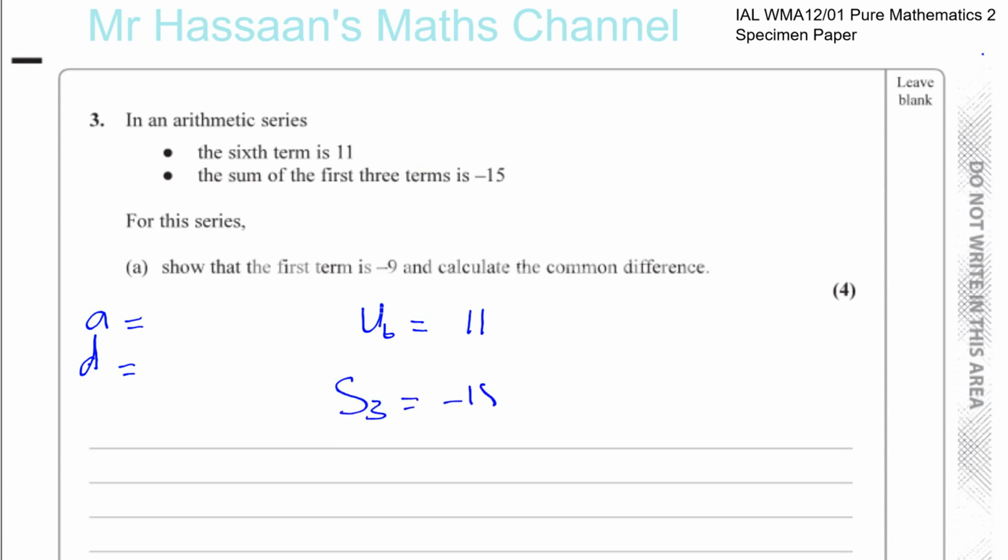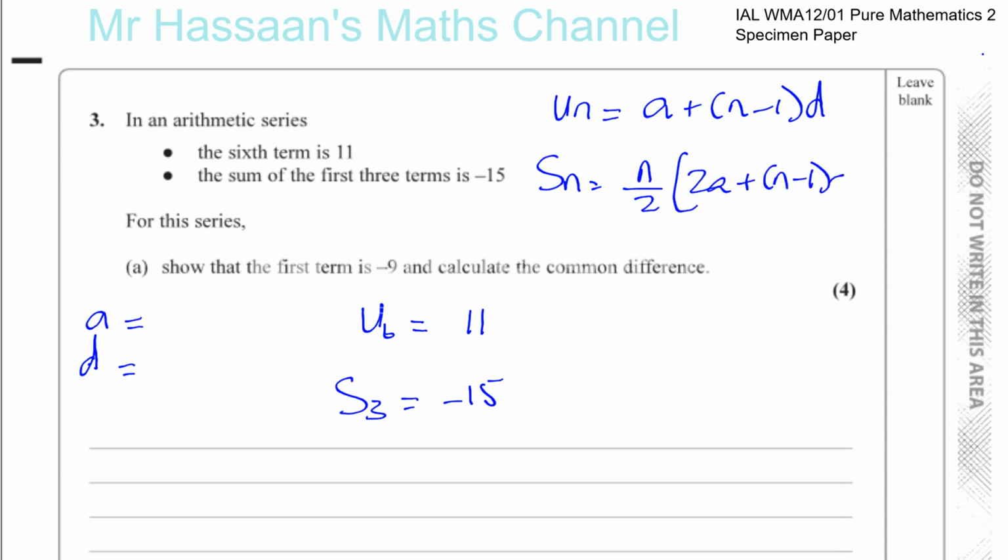Now, a particular term in an arithmetic series is given by a plus n minus 1 times d. And the sum of n terms is given by the formula n over 2 times 2a plus n minus 1 times d, or n over 2 times a plus l, first term plus last term, which we probably won't need in this question. Now we can use these two formulae to work out what a and d are, because we've got these two pieces of information.